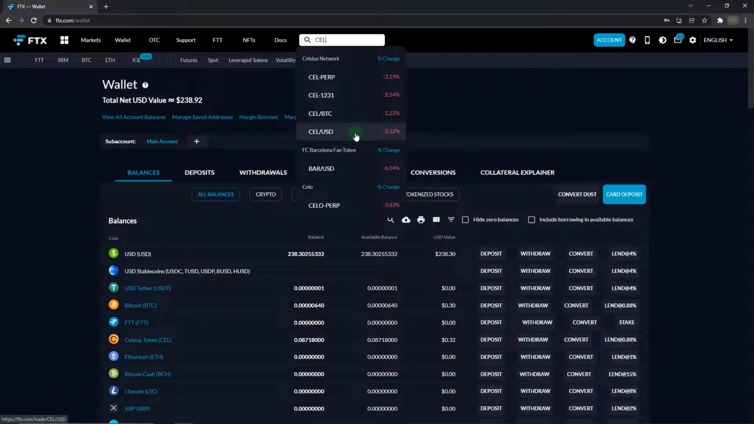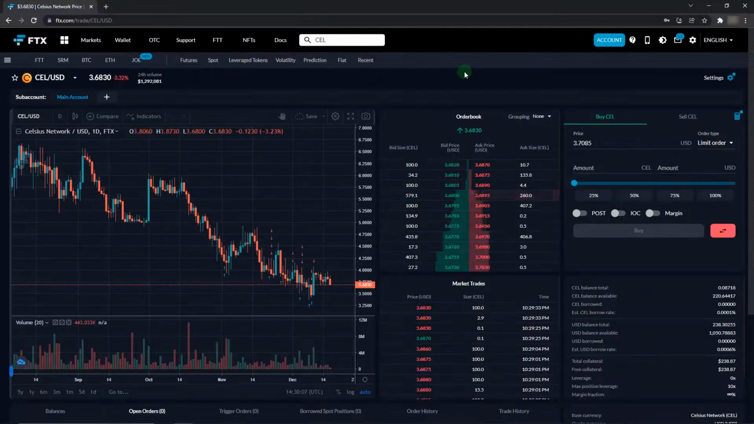So I'm going to click over here and that'll bring you to this window. So as you can see right now, CEL token is trading at a price of $3.68, which I consider to be extremely cheap. And at the moment, CEL token happens to be extremely undervalued. So for the past week, I've been accumulating CEL token as well.